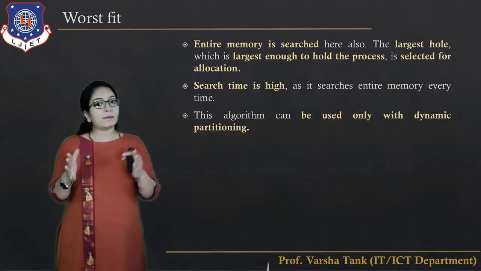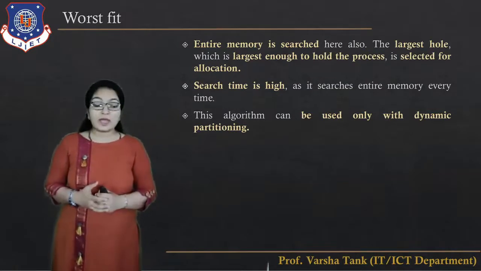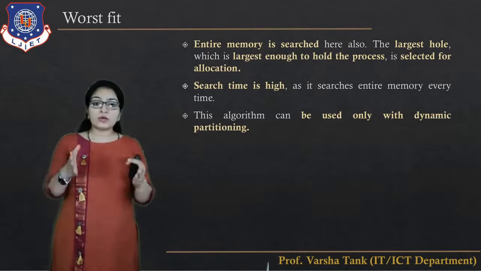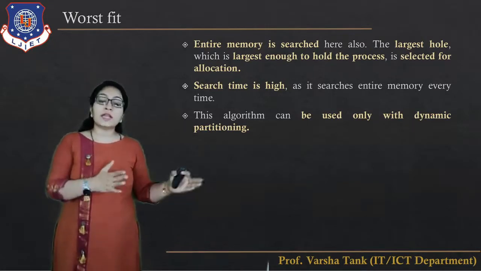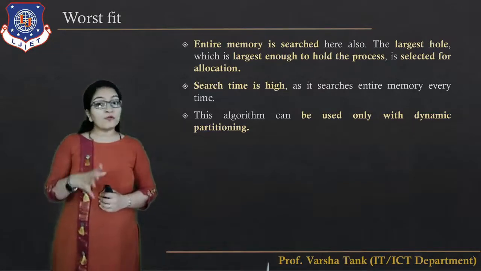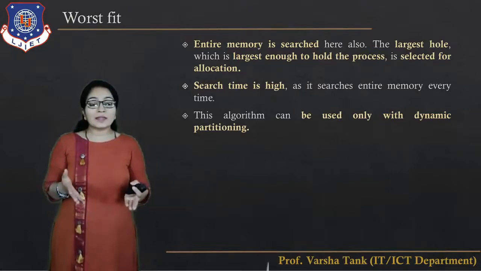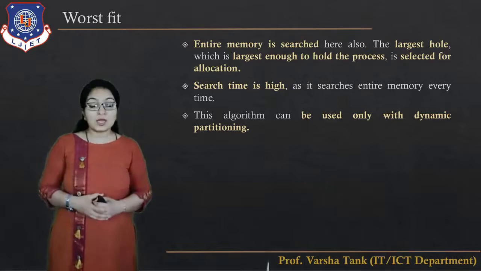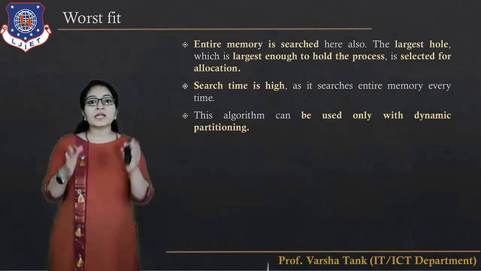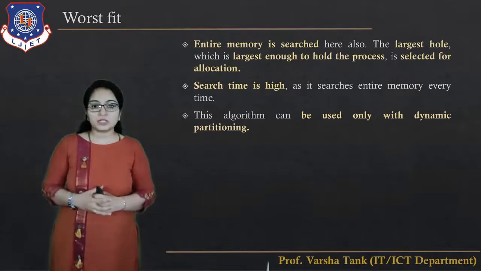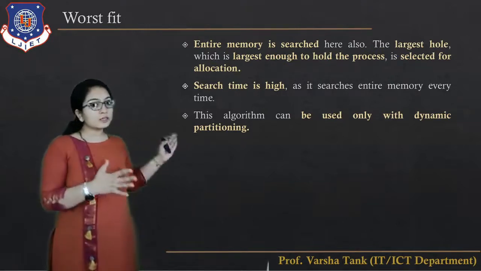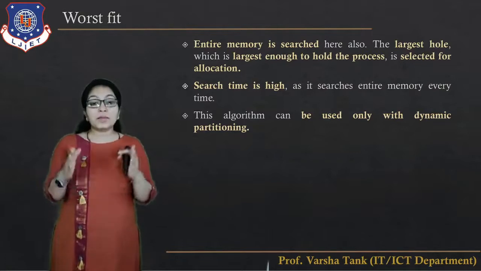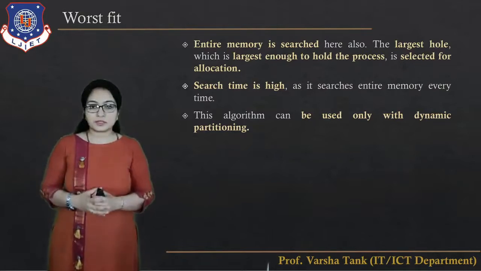Got it? For example, there is a 100K process, and we have 5 partitions: 100K, 200K, 300K, 400K and 500K. The 100K partition would hold this 100K process, but still in worst fit it will select the 500K partition. Got it? This is the meaning of the worst fit. Every time it will select the very big partition for the process.